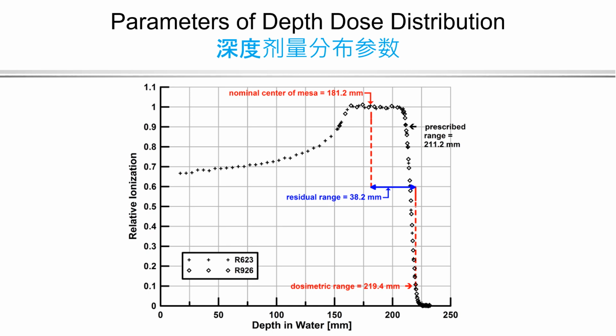For dosimetry purposes, the dosimetric range is used, which coincides with the depth where 10% of the prescribed dose is delivered distal to the target. Another dosimetric parameter is the residual range, defined as the difference in depths between the dosimetric range and the depth of measurement. Another parameter that is sometimes used is the nominal center of mesa depth. This value is calculated by subtracting half of the designed 90% to 90% mesa width from the prescribed range.